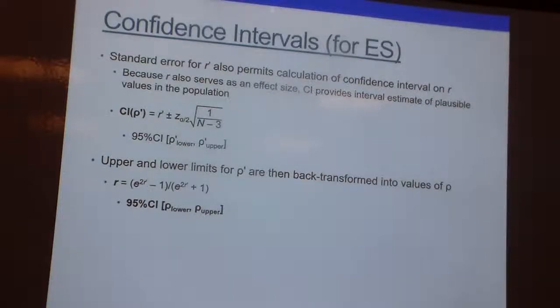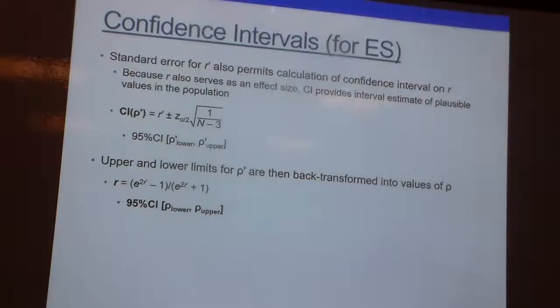But because we know that there's a direct relation between rho prime and rho, or R and R prime, what we can do, once we've calculated the confidence interval around our Fisher R to Z transform, is take the upper and lower limit, back translate that into a correlation coefficient, and then we've got our point estimate and our upper and lower values around that correlation coefficient.